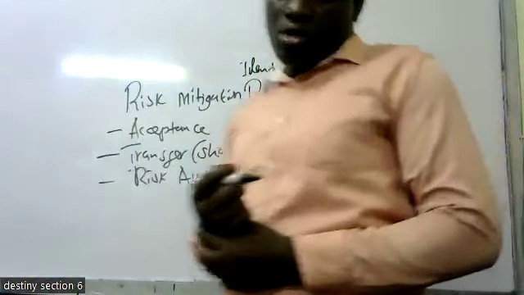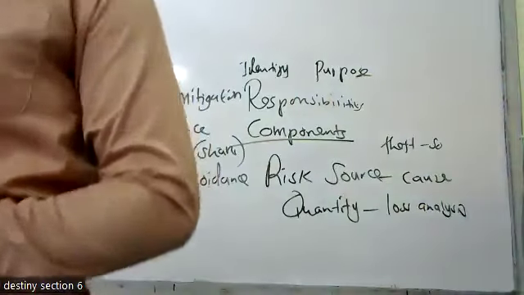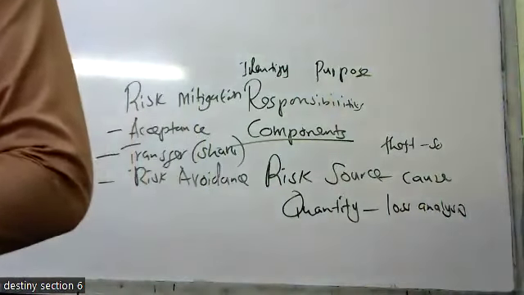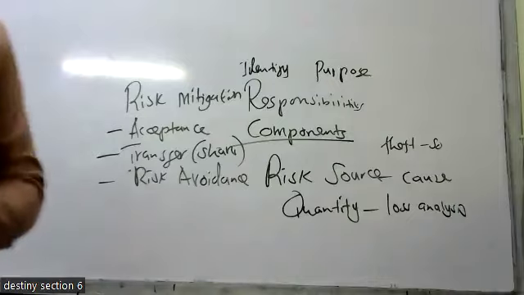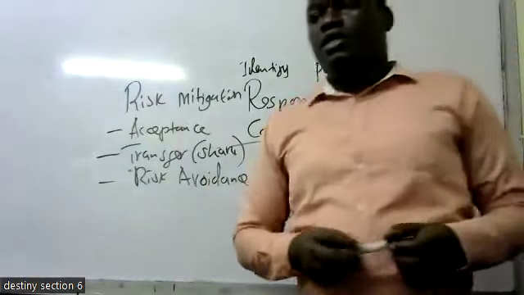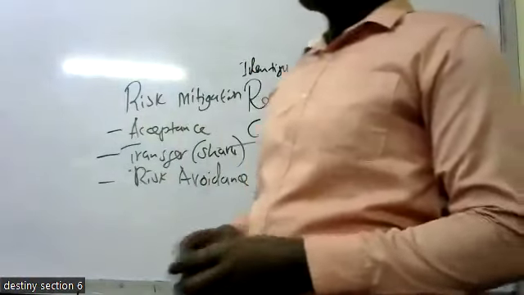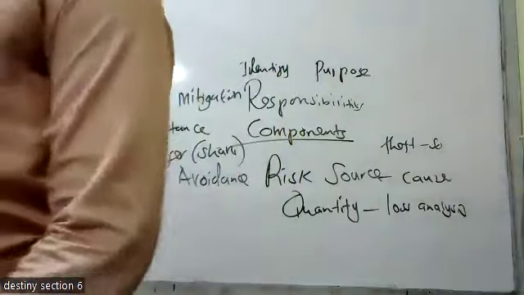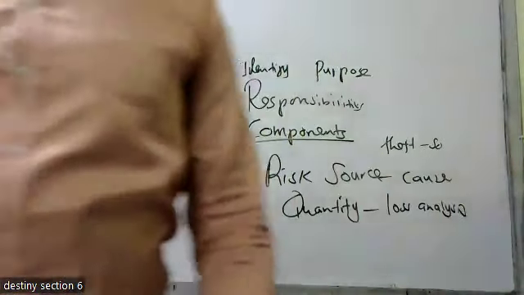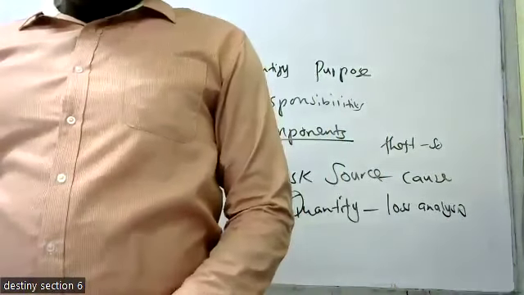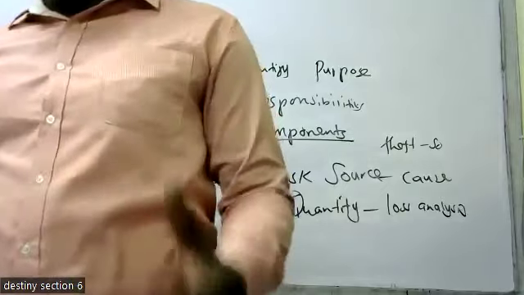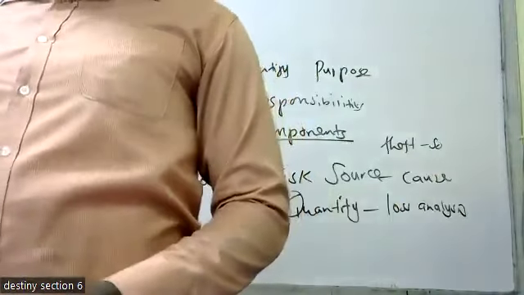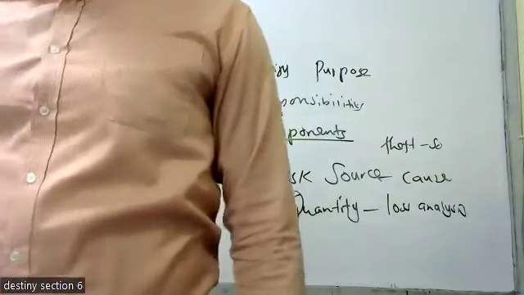Our next component would be risk reporting and monitoring. So we must have mechanisms on how the risks that have been identified are monitored and reported. Which mechanisms are there for reporting, and which mechanisms are put in place for continuous monitoring of the risk?